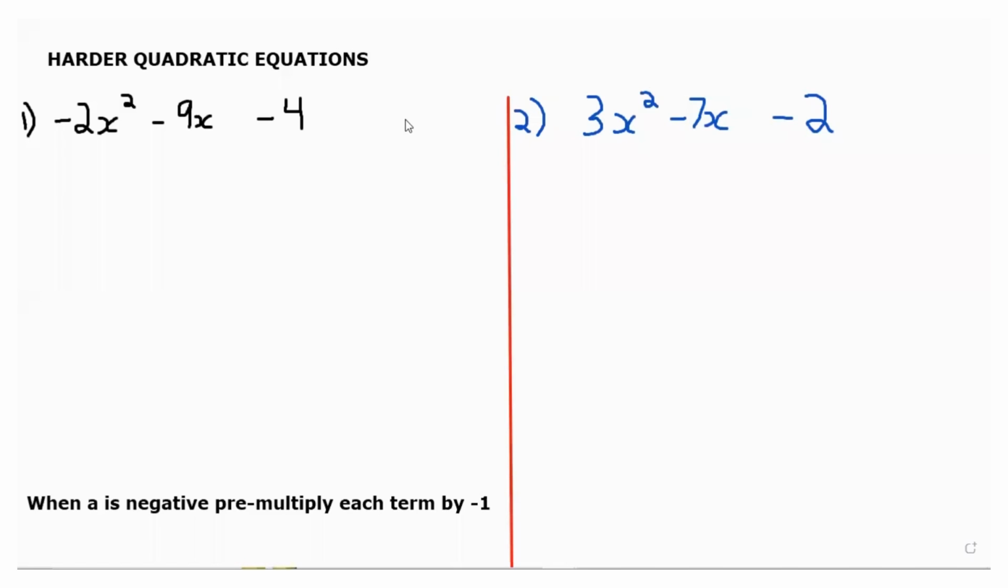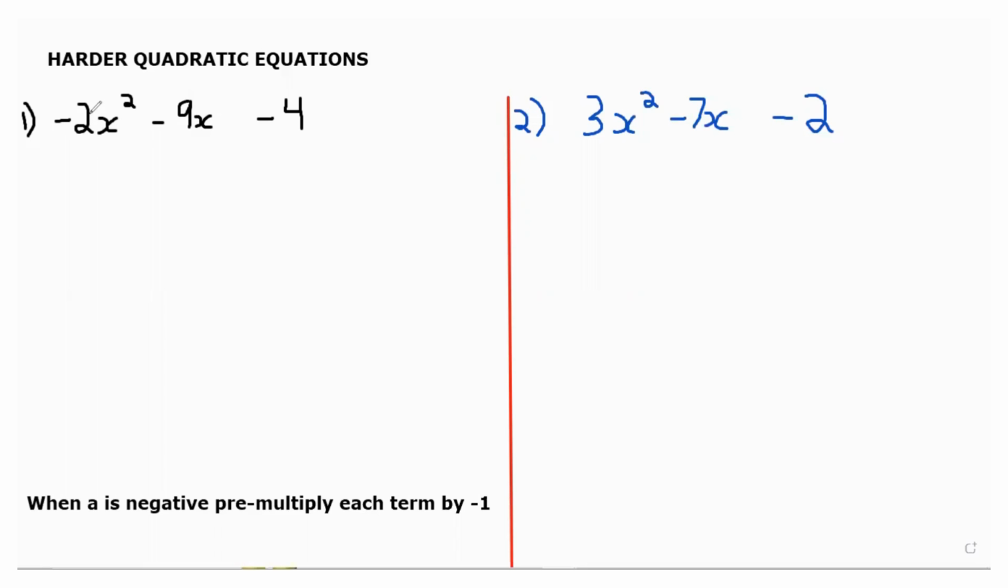Alright guys, so these are some harder quadratics. If you can't remember how to factorize a quadratic, please check the other video on how to factorize quadratics and then come back to these. But anyway, I'm assuming you'll know how to factorize quadratics, or the foundation is laid. So let's try two hard questions.